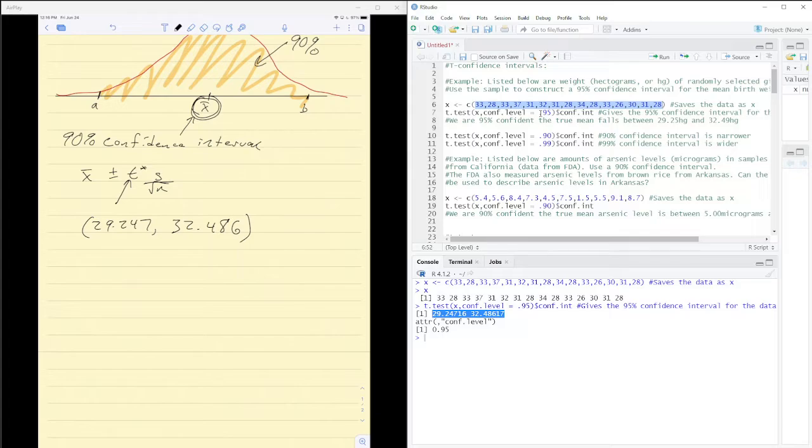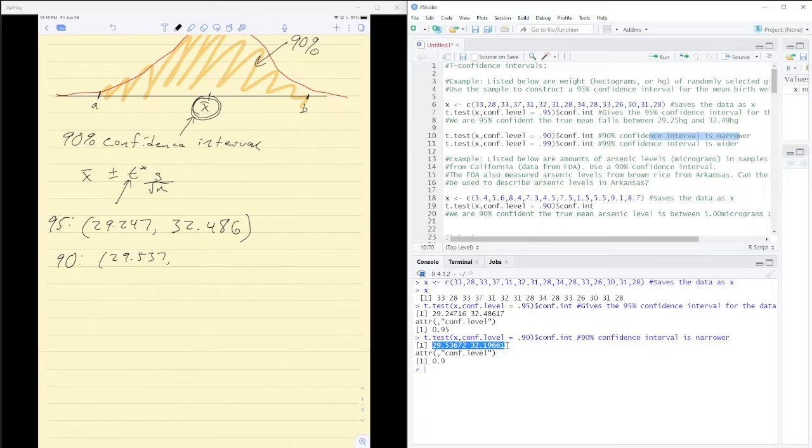And changing your confidence level will change the width of your confidence interval. So if we lower it to 90, we can see that the confidence interval is narrower, right? This was 95. If we change it to 90, we get 29.537, 32.197, and this is a narrower interval than this one. The bottom is bigger and the upper number of the interval is smaller. So it is a narrower interval.